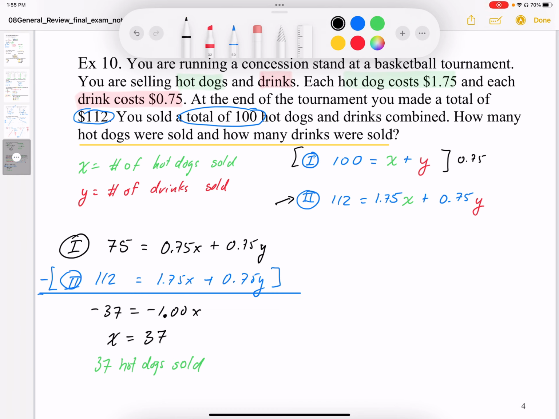And that means then that, well, if I plug it back into equation 1, that will allow me to calculate the number of y. So 100 is equal to 37 hot dogs plus an unknown number of drinks. If I subtract 37 from both sides, I end up with y equals 63. So that means then that there's 37 hot dogs sold and the rest were drinks, so that means 63 drinks were sold as well.